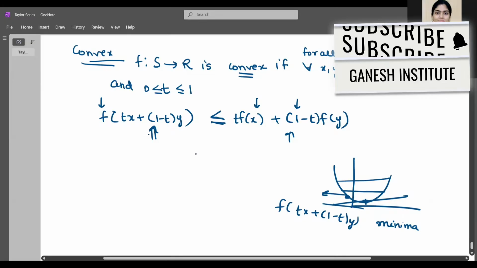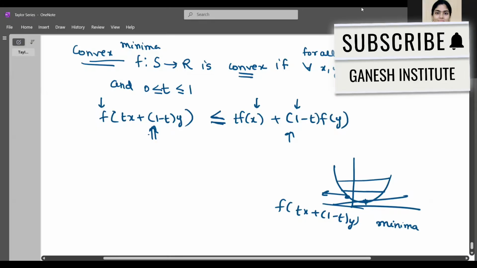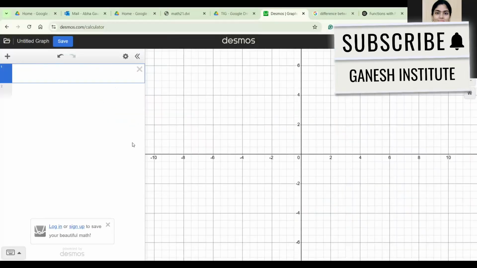I want to say that if it is convex, it will be having minima. So let me show you. Is my screen visible? Yes, yes. Like if I'm switching from one tab to another. Oh no, no. It's just that we still are on the same screen. Yeah, Desmos is now visible.